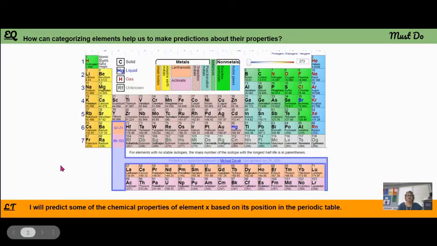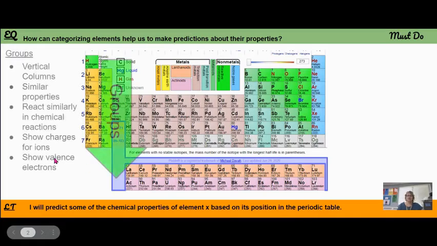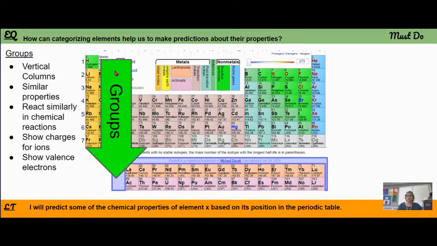Okay, so here is the periodic table. The periodic table is organized into groups. The groups are the columns that go downward. They are vertical columns. They all have similar properties, so everything in that column has similar properties. They all react similarly in chemical reactions.